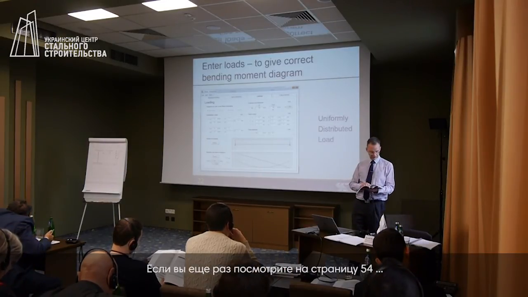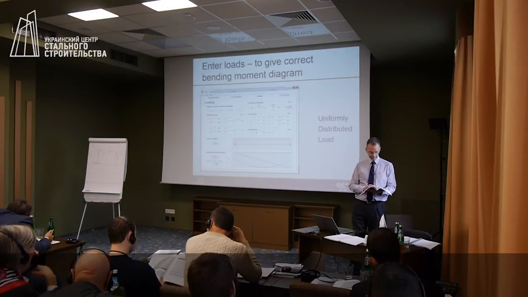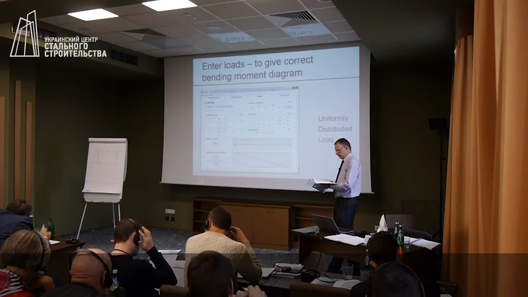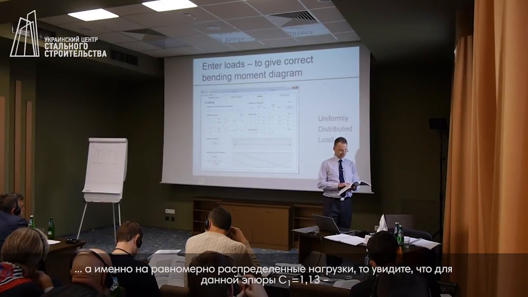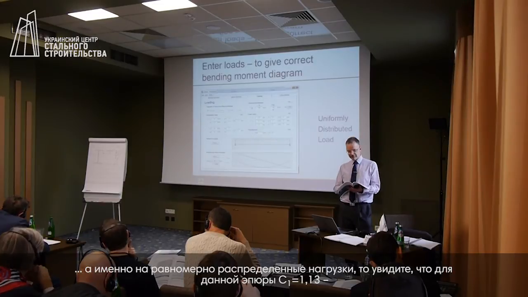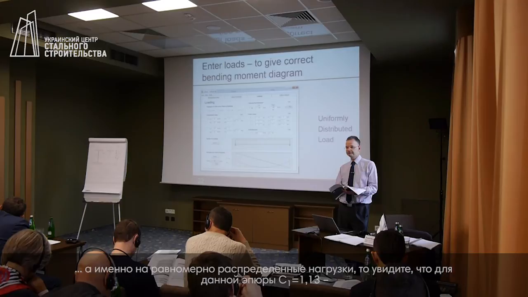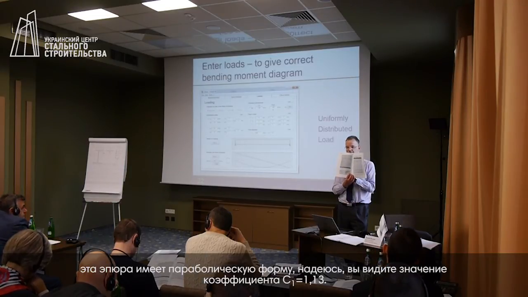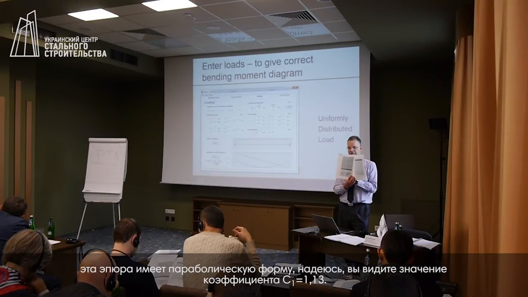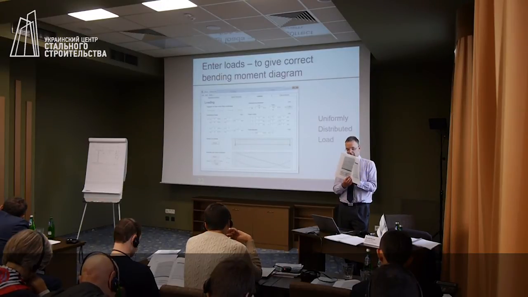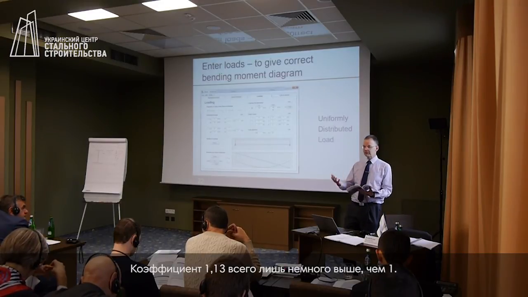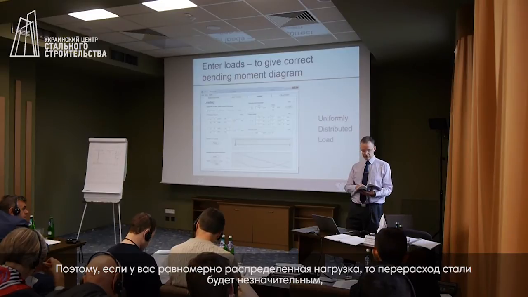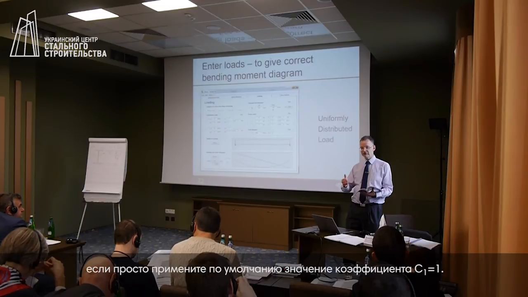If you would like to look again at page 54, if you look at a uniformly distributed load, you will see that the value of C1 is 1.13. On the right-hand side of the table, at the bottom, for a uniformly distributed load and a parabolic bending moment diagram. I hope that you can see 1.13. 1.13 is only a little bit larger than 1. So if you had a uniformly distributed load, you would not be being very conservative simply to use 1.